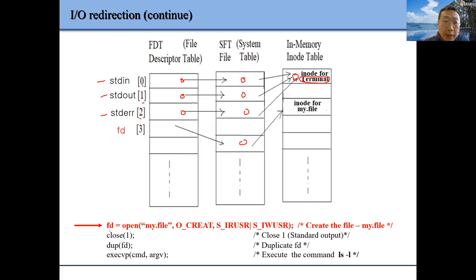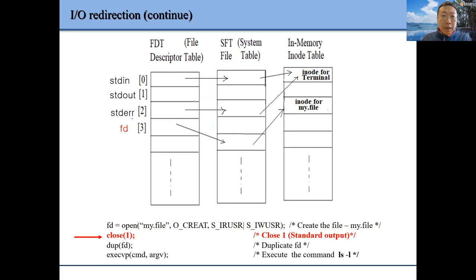Then let's look at FD. When we open my file and execute that statement, we use the unused file descriptor, three, to return this one. Then we create an entry in the FDT, connect it to an entry in the SFT, then link to the inode for my file, okay?